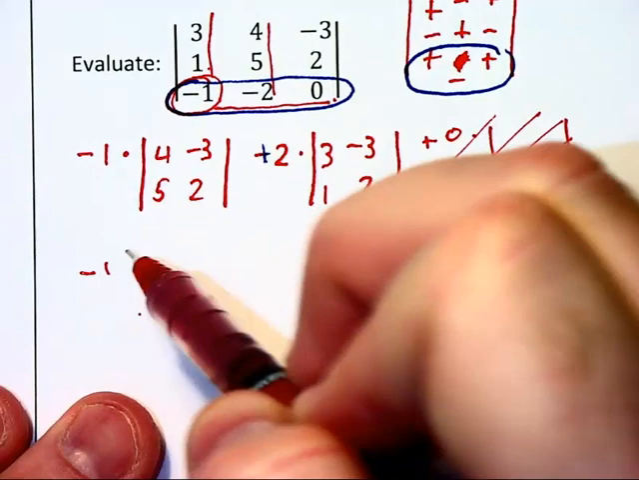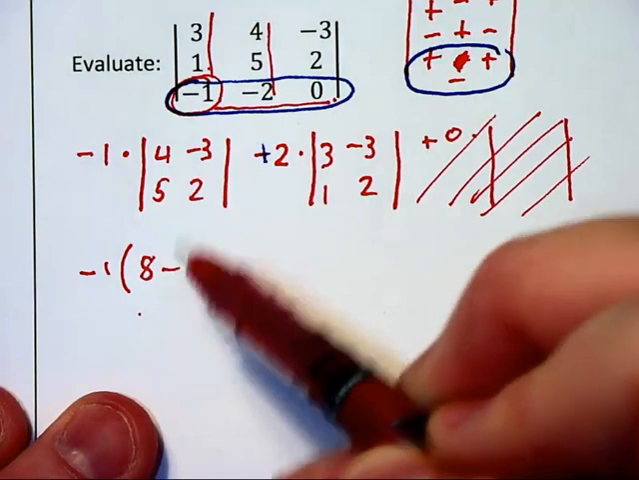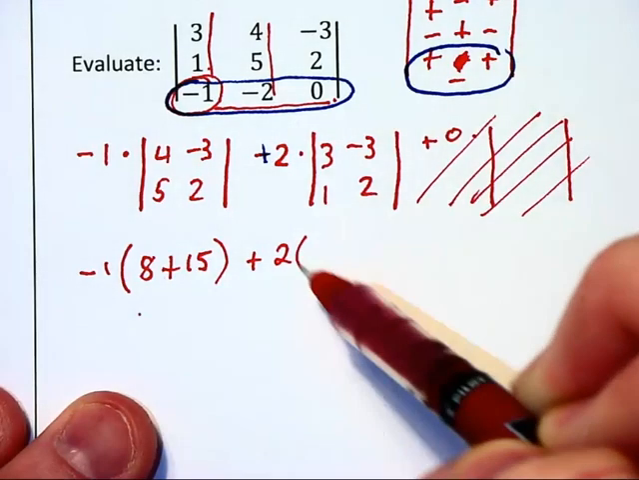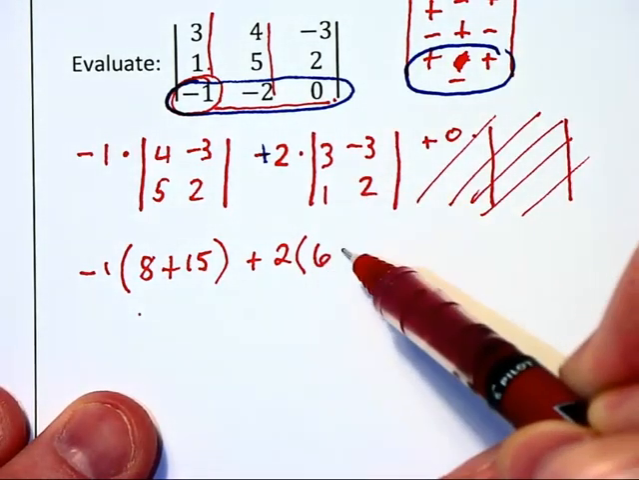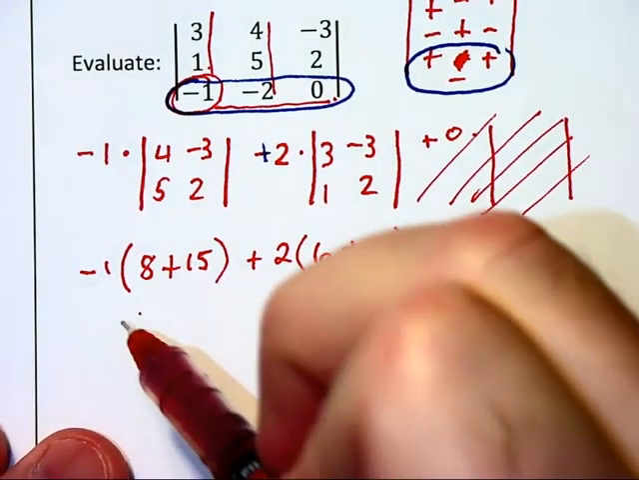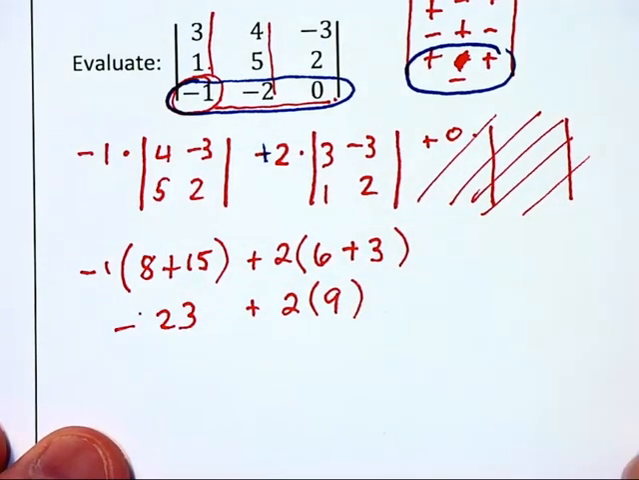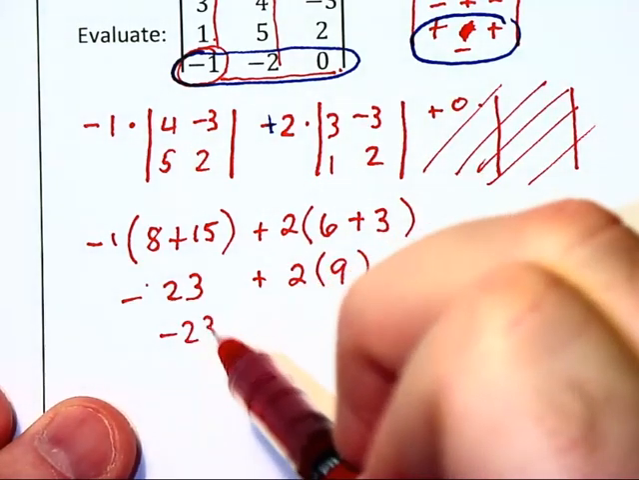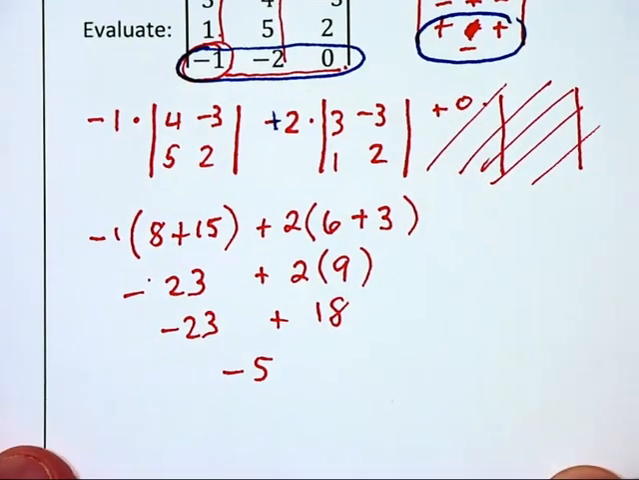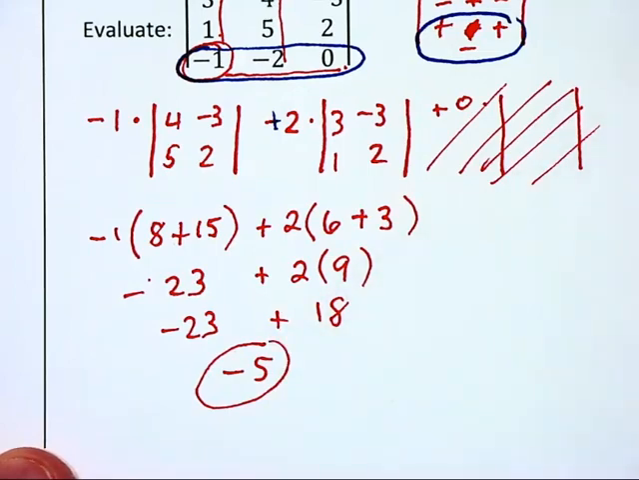Now we can evaluate this bottom row. We're going to have negative 1 times this determinant, which is 4 times 2 for one diagonal, minus a negative 15, which is a plus 15. Then plus 2 times first diagonal 6, minus the other diagonal of negative 3, which changes it to plus 3. This gives us negative 23 plus 2 times 9, which is negative 23 plus 18, and negative 5 is the value of that determinant.